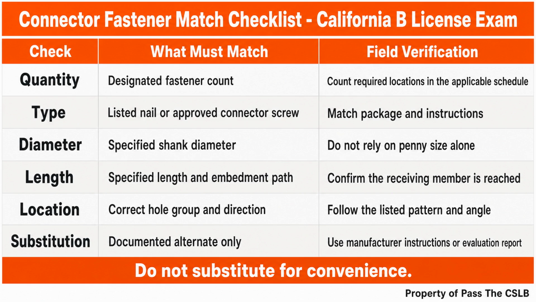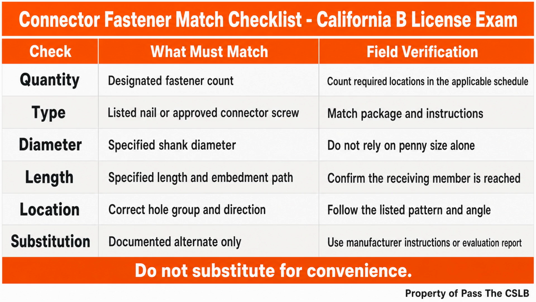The cause and effect is direct. The connector transfers force into the framing through its fasteners. The fasteners carry that force through their shanks, their embedment, their number, and their position. If the shank is thinner, the fastener has less cross-sectional area available to resist shear. If the fastener is too short, it may not reach the member that is supposed to receive the load. If holes are left empty, the connector has fewer load transfer points than the tested configuration. If the metal is altered, the installed shape no longer matches the evaluated product.